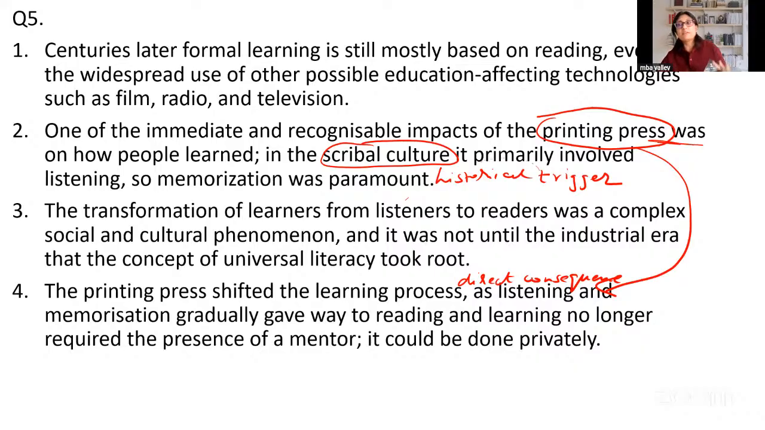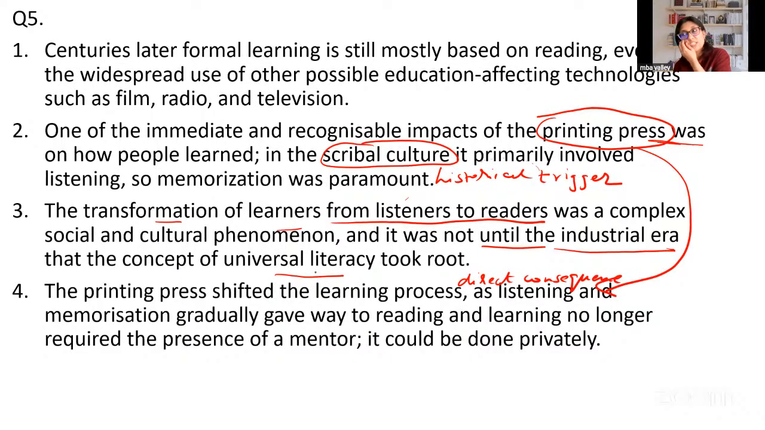Then comes the next sentence. Then it moves to a long-term evolution. In sentence number 3, the transformation of learners. देखो, the transformation of learners from listeners to readers. Look over here. From listeners to readers was a complex social and cultural phenomena, and it was not until the industrial era that the concept of universal literacy took root. Now, what happens over here is that in this sentence, it calls the shift a complex social and cultural phenomena. Mentions a timeline also, please note it. Industrial era, universal literacy. Until, look at the timeline, until the industrial era. और universal literacy की बात कर रहा है वो, took root. So एक timeline mention हो रही है यहाँ पर question number 5 में. Okay, so it shows the transformation of listener to the reader.